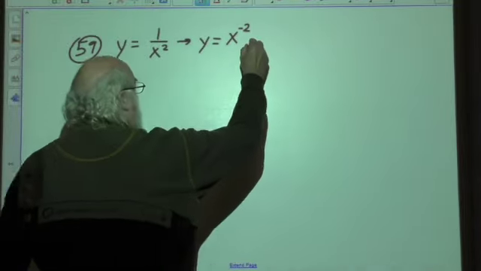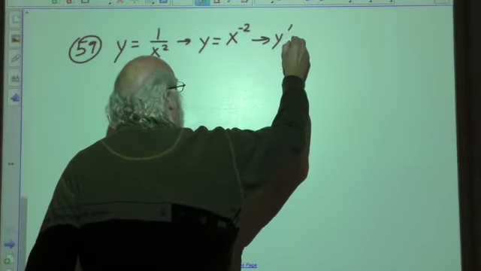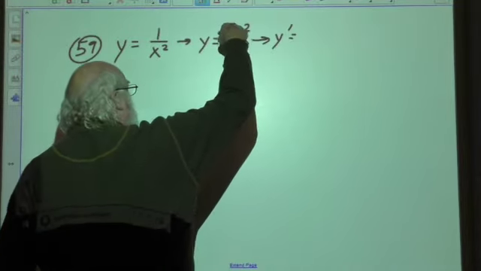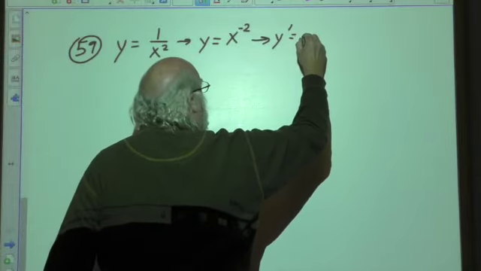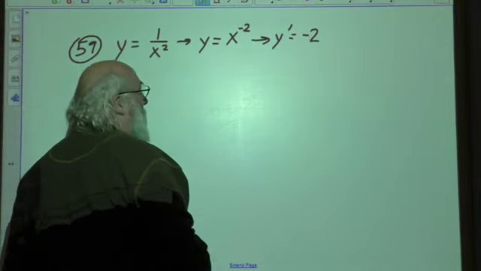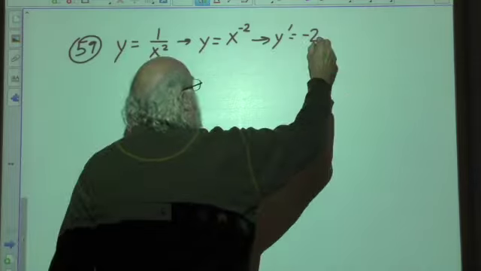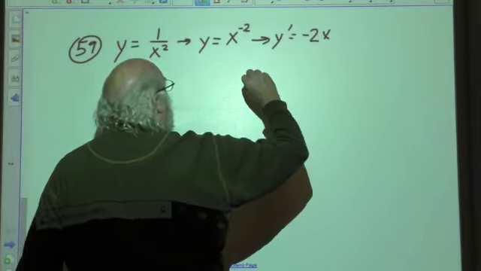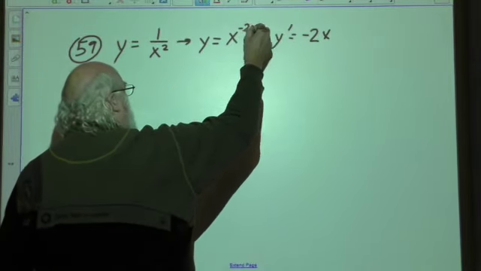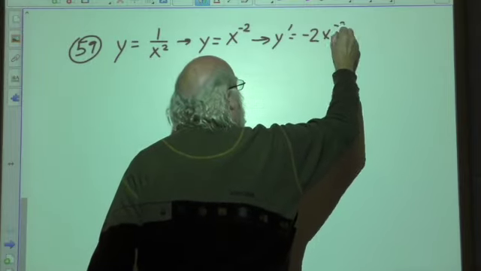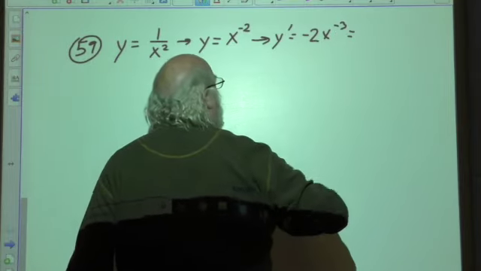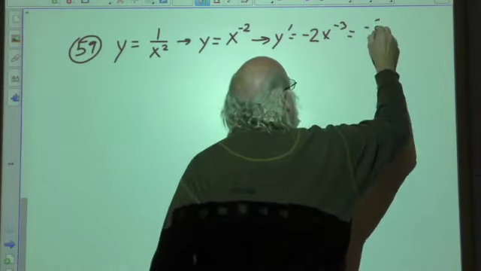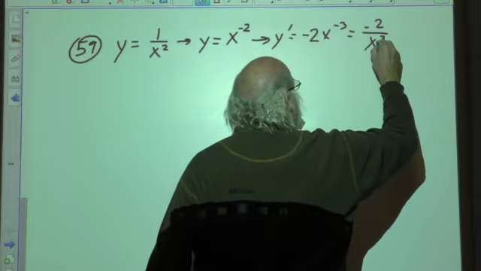So we take the derivative of that, y prime. Negative 2 goes in front of the x, multiplying the imaginary 1, which gives you negative 2. And then x has an exponent, and subtracting 1 from it gives you negative 3. And so that's going to give you negative 2 over x cubed.